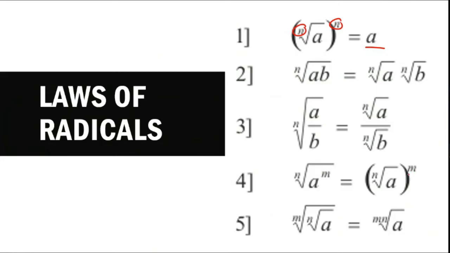So the nth root of a raised to m is equal to the quantity of the nth root of a, raised to m. And with the last one, you have the mth root of the nth root of a, which is the same as multiplying the two indices. You will just have the mn-th root of a. So just multiply the two indices.